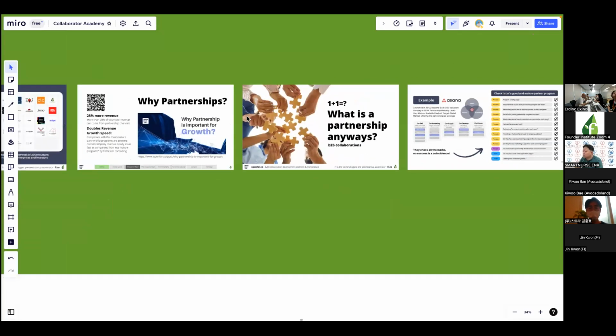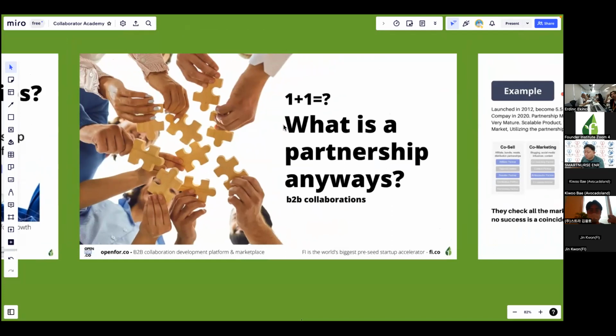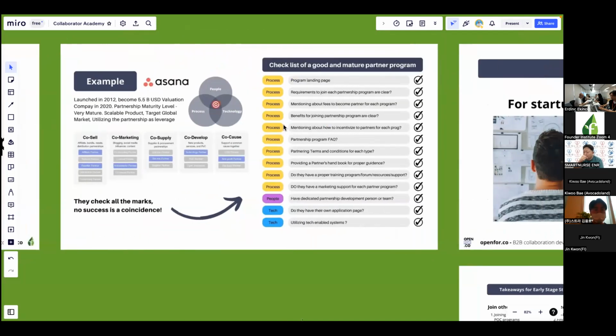So anyway, as you can see, partnerships are very important for revenue growth. And what does partnership mean? Obviously, 1 + 1 = 3. This explains many things actually. Basically, they are the ones who introduce the people in exchange for something. What is that something? Let's have a look.